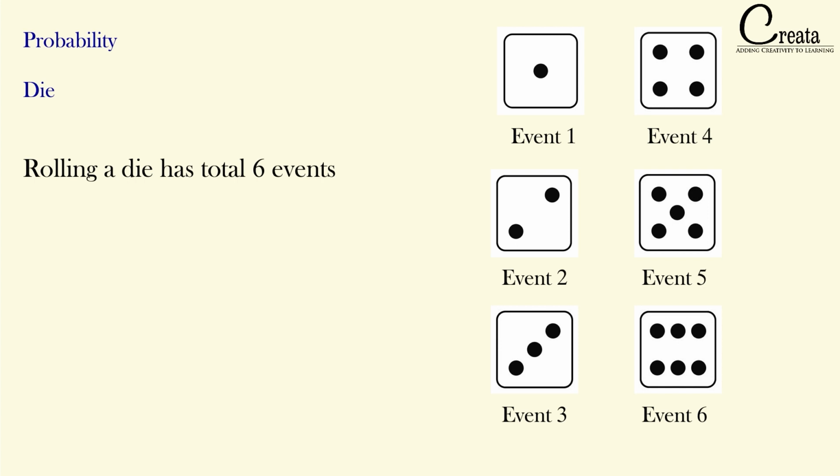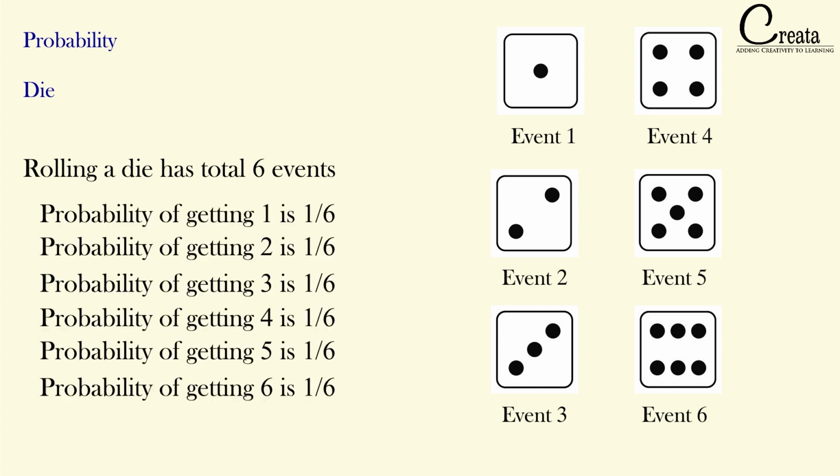In the coin, we can get 2 events, head or tail. In the die, we can get a total of 6 events. What will be the probability of getting 1 or 2 or 3 or 4 or 5 or 6? That will be 1 by 6 each. How is it 1 by 6? That we will discuss when we discuss the formula.